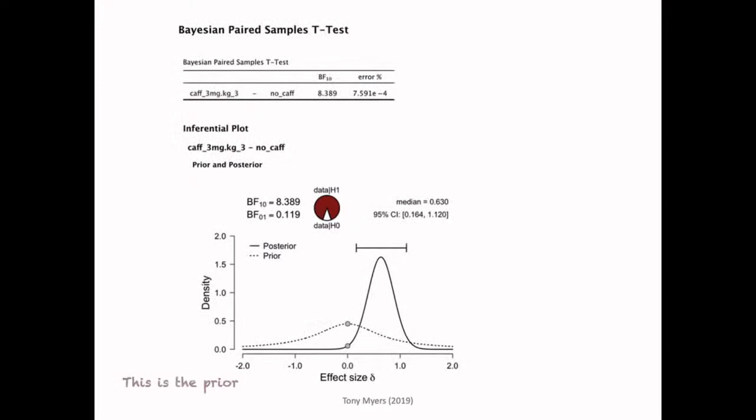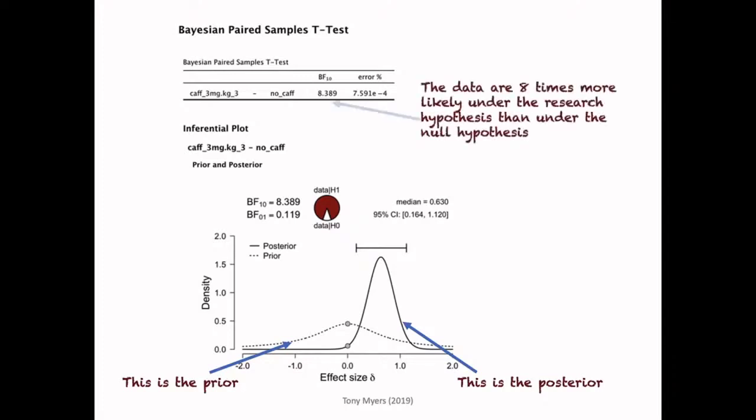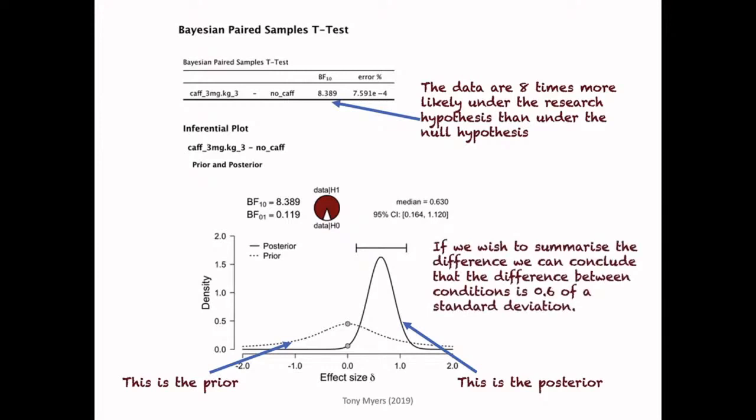What does that come out as when we look at the graph? The dotted line gives us the prior. In this case, it's a Cauchy prior centered on 0 with approximately a 0.7 scale. So we've got a fairly broad prior, but it is centered on 0. And given that prior, we get this particular posterior, a posterior distribution with a continuous line rather than the broken line. The Bayes factor tells us that the data are 8 times more likely under the research hypothesis than under the null.